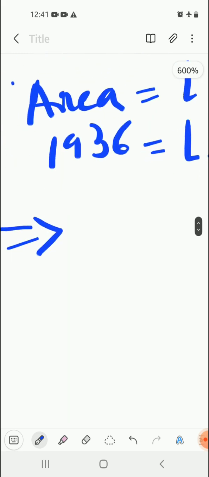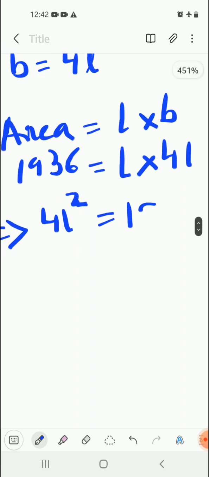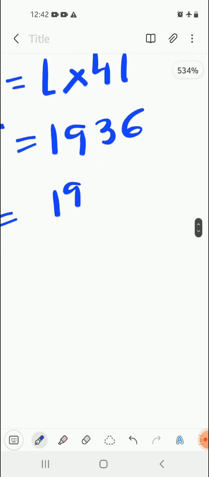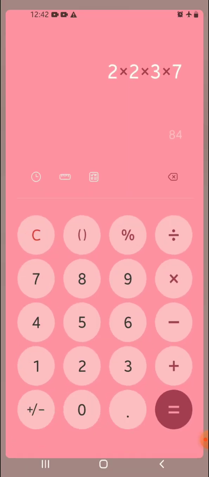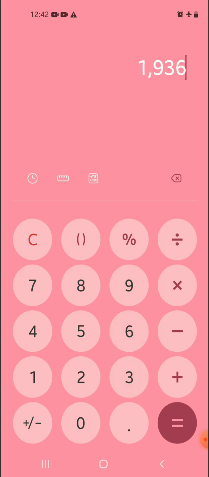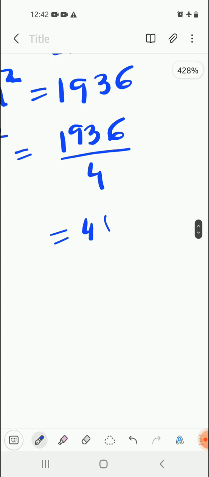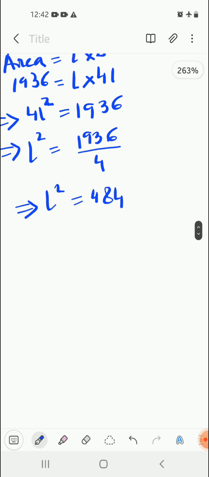Now if we solve this, we get 4L square is equal to 1936. L square is equal to 1936 divided by 4. Divide 1936 by 4, we get 484 as L square. Now we are going to find out all the factors of 484.